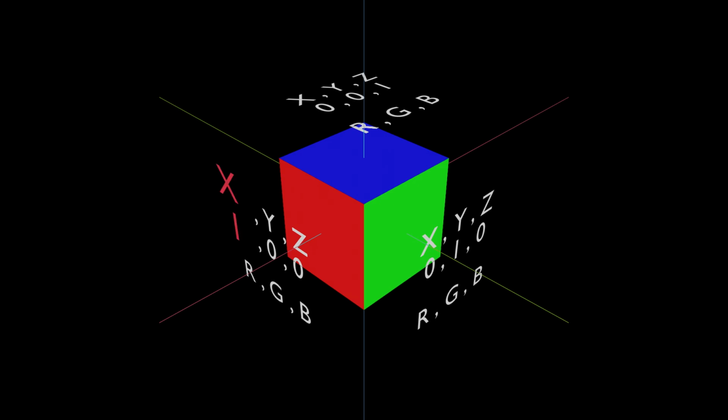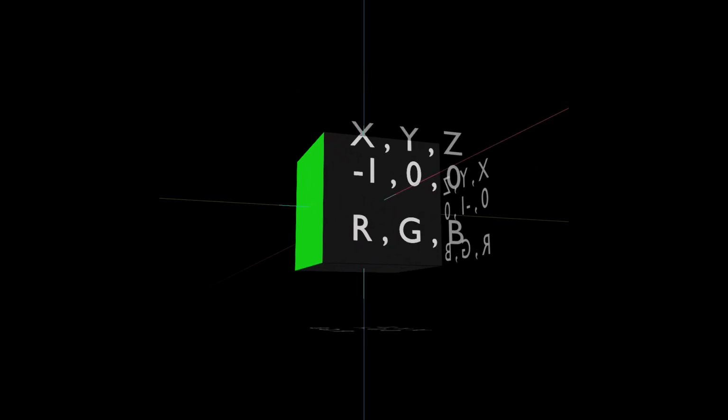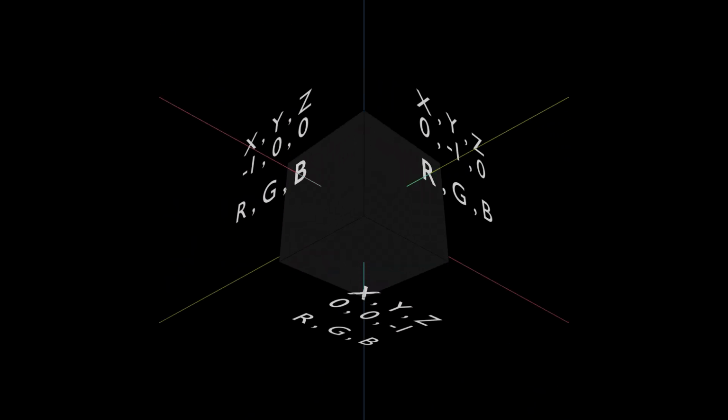When x is 1, the color becomes red. When y is 1, the color becomes green. And when z is 1, the color becomes blue. When all of the x, y, and z coordinates become 0 or negative, the faces are clamped to black, because RGB only ranges from 0 to 1 and does not support negative values.